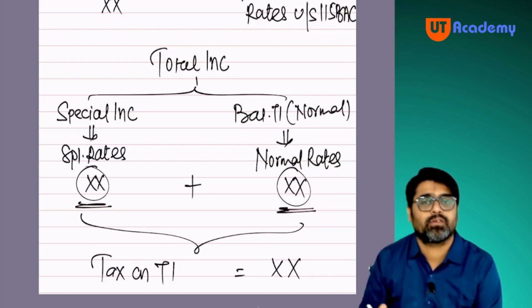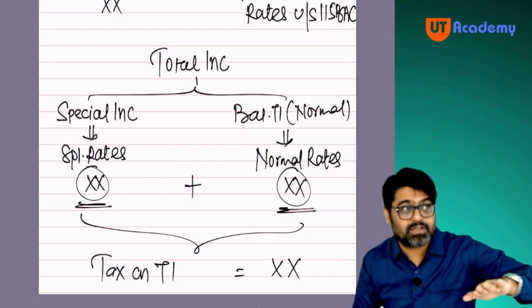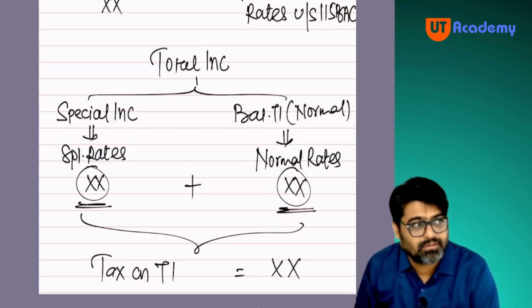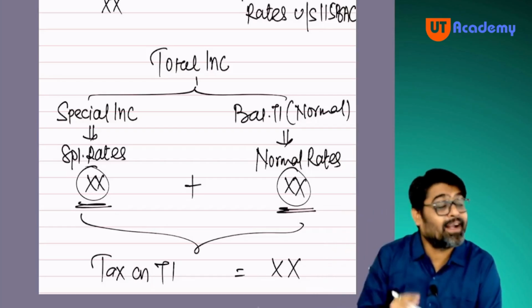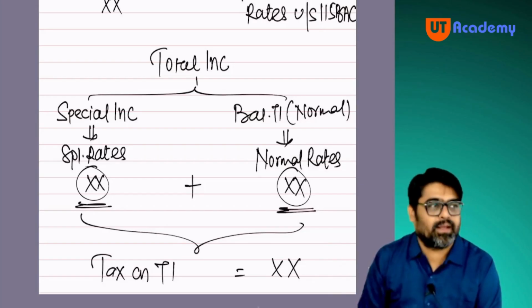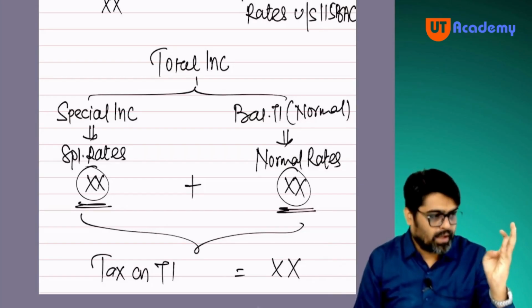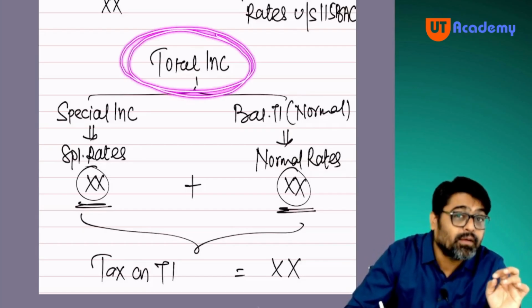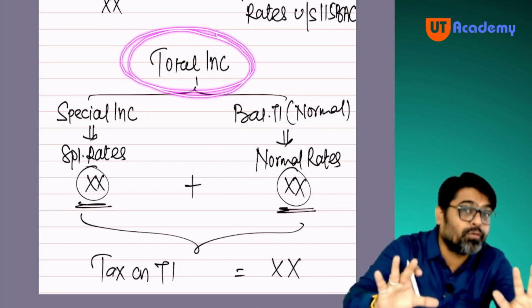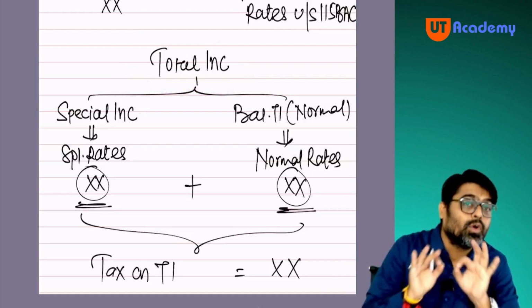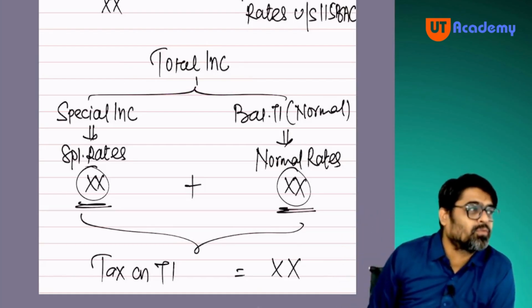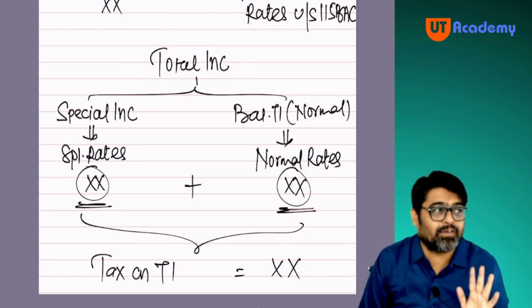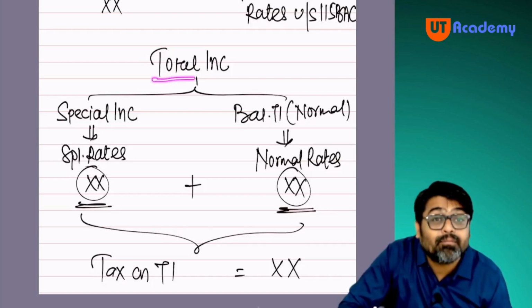After calculating this tax, what is the next step? Add surcharge or minus rebate. Will surcharge come here? Always? If you are very rich, did I tell you yesterday? Now, please pay attention. If you are an individual, HUF, AOP, BOI or AJP, and your total income, what did I say? Total income is up to 50 lakhs. There is no need to pay any surcharge. Meaning the limit for surcharge is what? 50 lakhs total income.